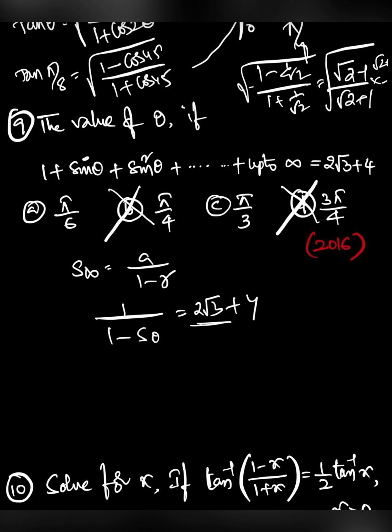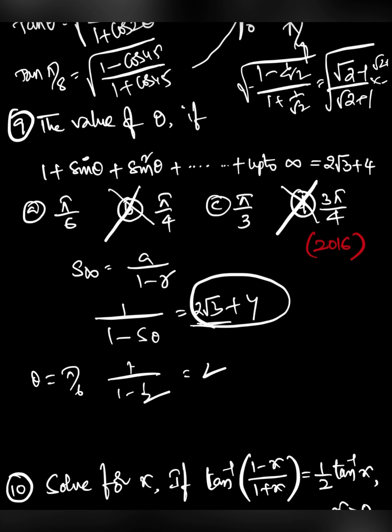If theta is pi by 6, like 30, and I substitute 30 here, what is sin 30? It is 1 by 2. So if theta equals pi by 6, we get 1 minus 1 by 2, that is 1 by 2. The answer is 2, but what we want is 2 root 3 plus 4. So this option is also wrong. So the final option is pi by 3. In this way, we can solve this problem very quickly.